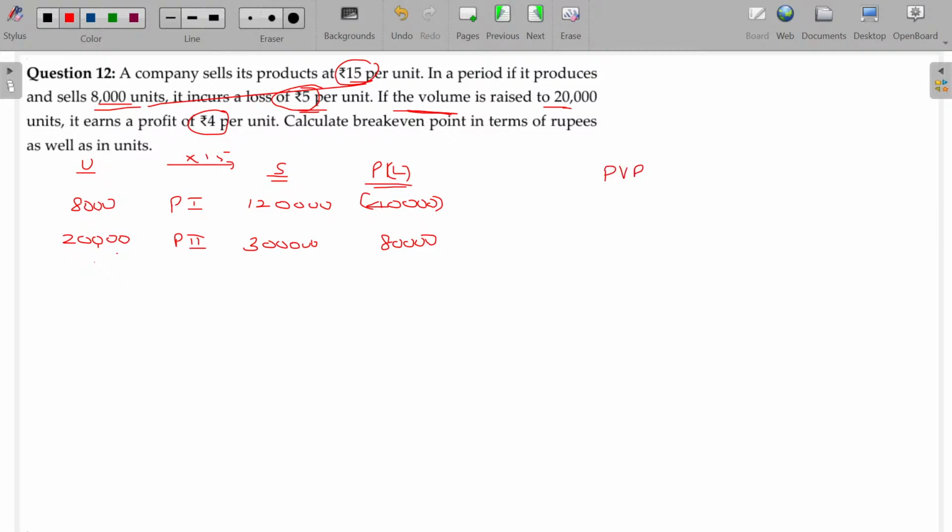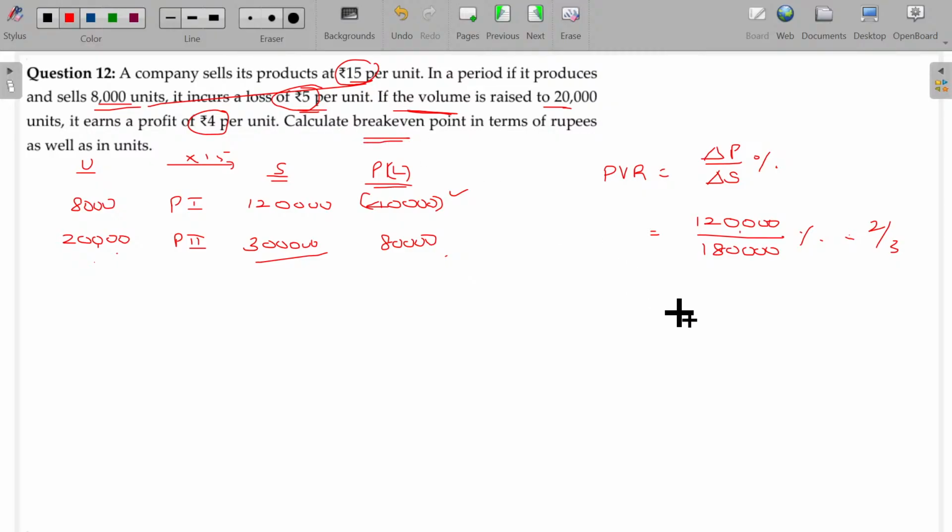So the formula for PVR in this case is difference in profit divided by difference in sales. Tell me, what is the difference in profit? So 1,20,000 will be the difference in profit. 80 minus 40 becomes, incremental profit being 1,20,000. Incremental sales being 1,80,000. So 2/3 of your sales will be the PVR.